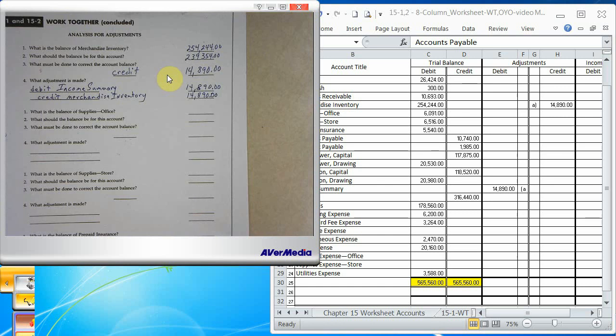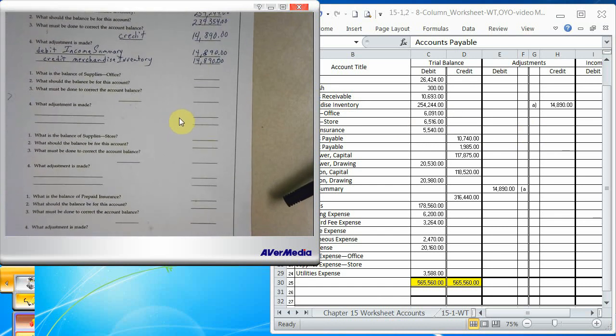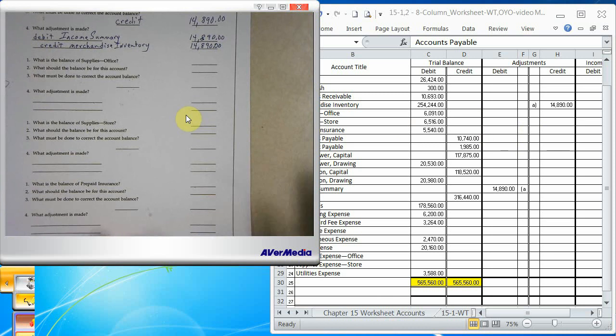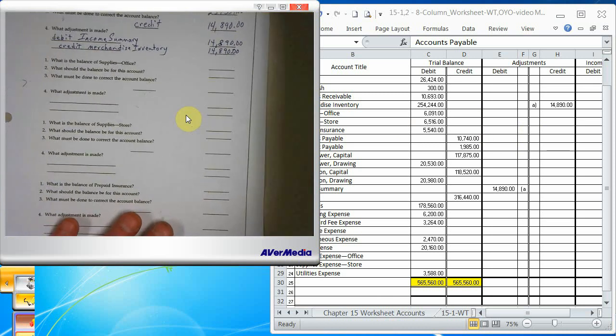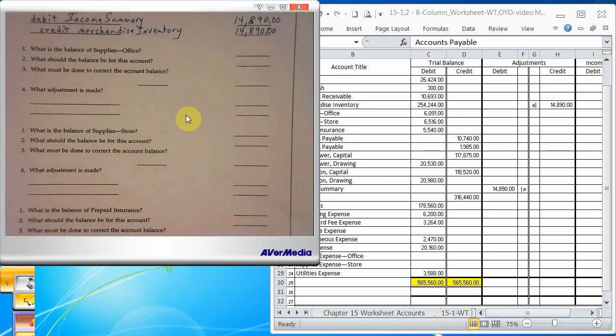We're given the physical count and values of those three accounts: supplies office, supplies store, and prepaid insurance, as they're listed in the book. What I would suggest that you do is add them all onto the worksheet in the balance sheet column, but we're going to do the work together first.